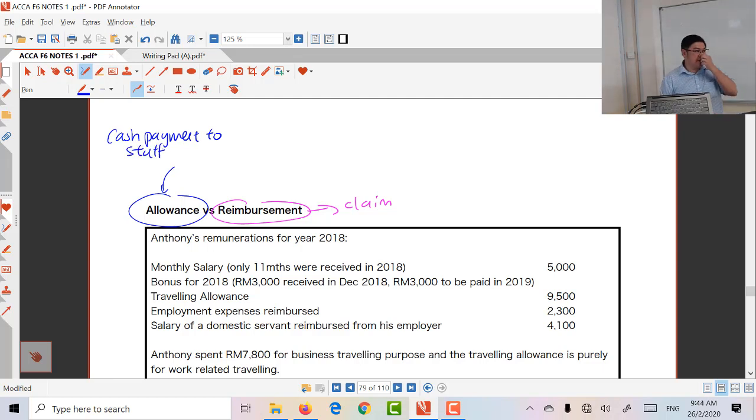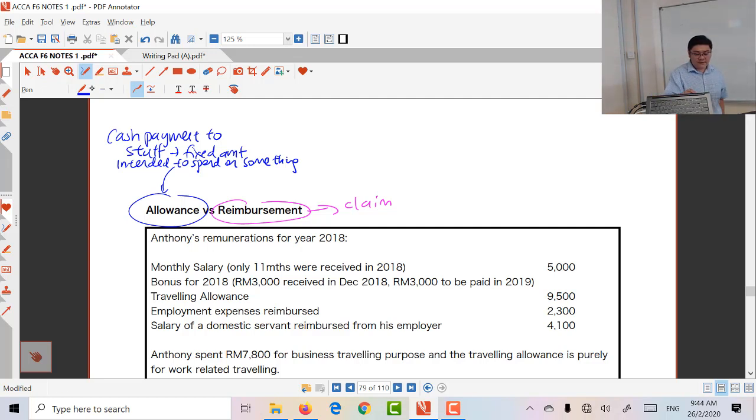You pay something to your staff, a fixed amount that is intended to spend on something. But it's up to you. Whether you want to spend that or you don't want to spend that, it's up to you. Now what we're going to see is, how do you treat these two things? Allowance, reimbursement. How do you treat it?